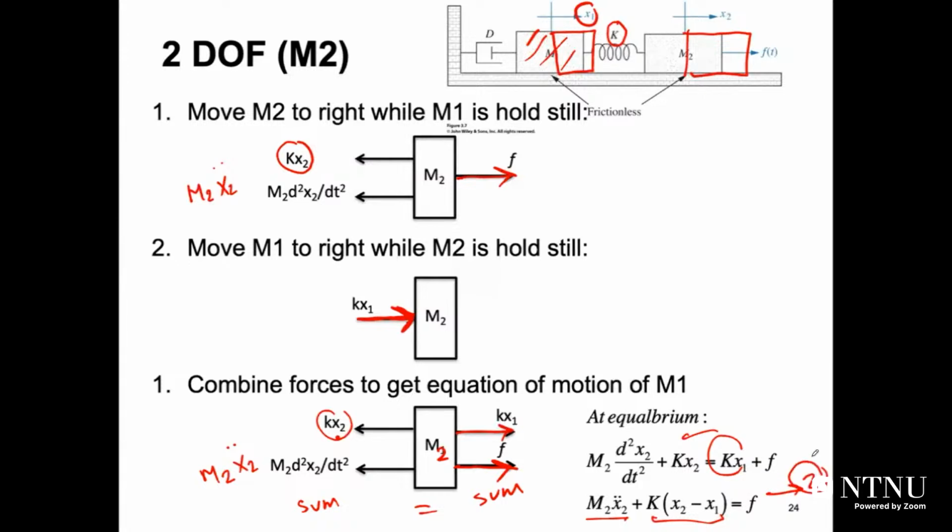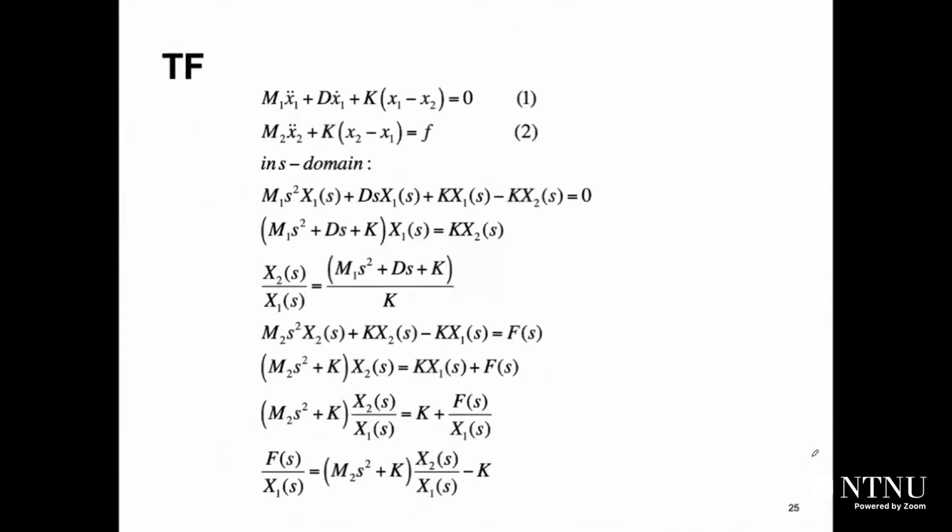So now we have two equations, because we have 2 degrees of freedom, in fact, right? We have two differential equations. So we have equation 1 and equation 2. If you want to get the transfer function, we will convert it into S domain. So in this case, we will apply Laplace transform. So apply Laplace transform to equation 1.